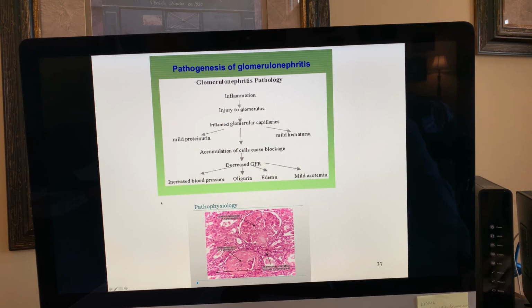On slides of glomerulonephritis, you see the glomeruli, but instead of seeing just the nice podocyte and capillary endothelial cells, you also see these dense scar-like areas of connective tissue laid down in response to that.